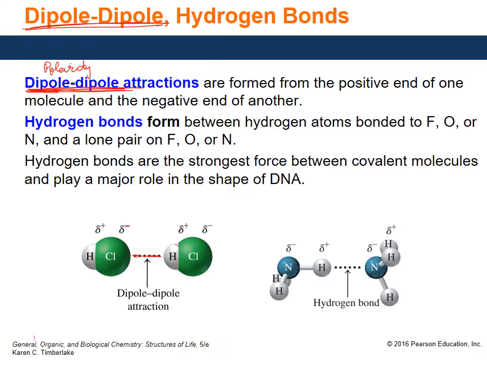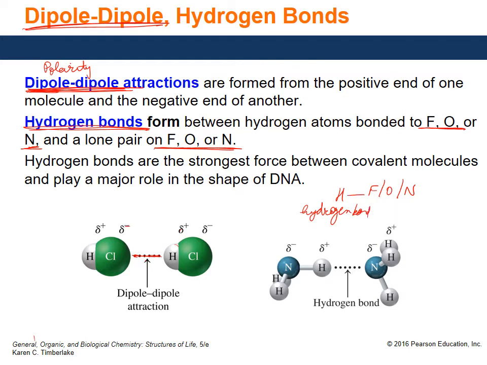The next type of force of attraction is called the hydrogen bond. A hydrogen bond is formed between hydrogen atoms that are bonded to fluorine, oxygen, or nitrogen, and a lone pair on fluorine, oxygen, or nitrogen. So whenever hydrogen is bonded to either fluorine, oxygen, or nitrogen, any of these atoms, this hydrogen will be able to form a hydrogen bond.